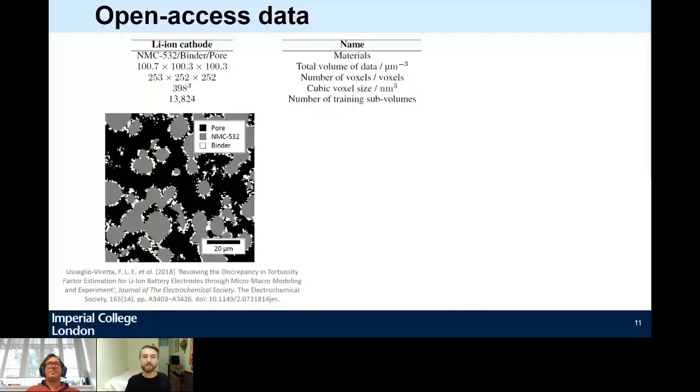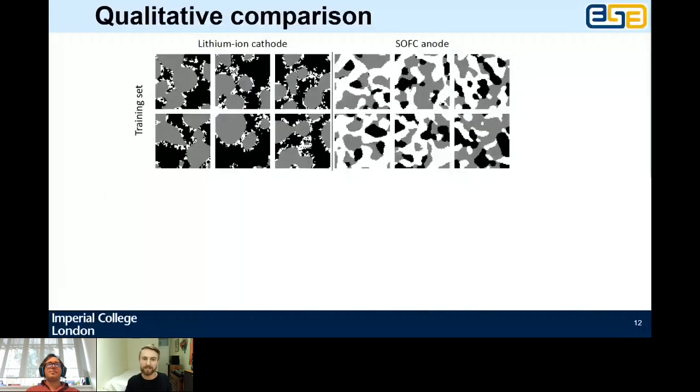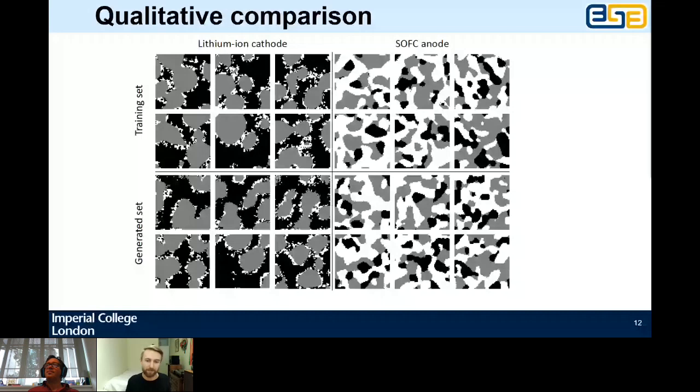So to skip straight to the end, what does it look like? Well, here are 6 examples, little small examples of each training set. I'm giving you 2D slices, but actually all of this work is done in 3D, not 2D. And here's what generated instances look like. So I hope you can see from these little subvolumes that actually they are qualitatively very similar. But what I'd like to show to you is that they are also quantitatively very similar as well.